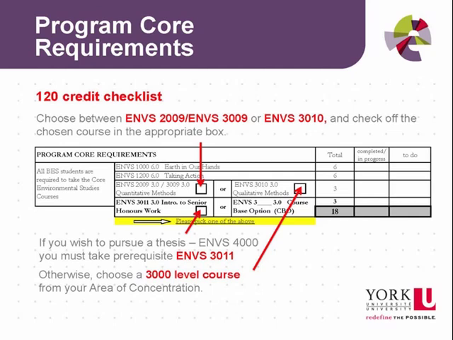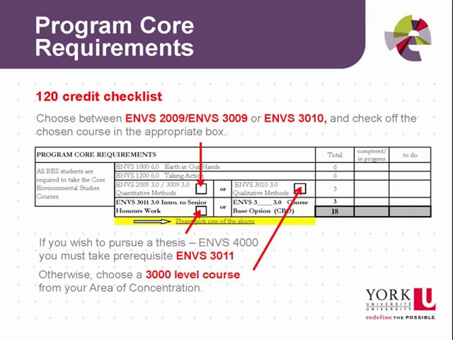In this section, you'll also need to decide if you will be doing a thesis in your 4th year. If you wish to do a thesis, you will need to take ENVS 3011 Intro to Senior Honors Work in your 3rd year. Check off the ENVS 3011 box and mark the 3 credits in the proper column.